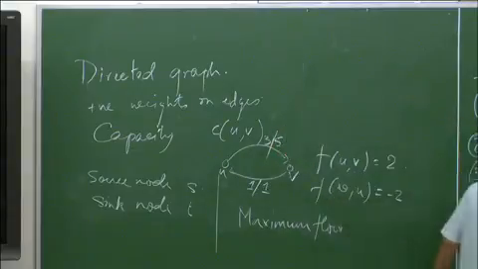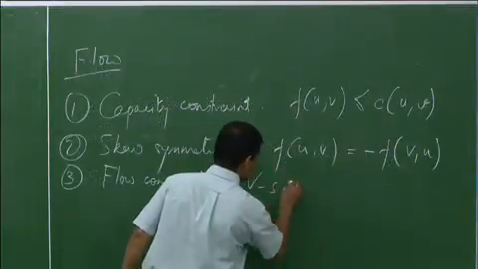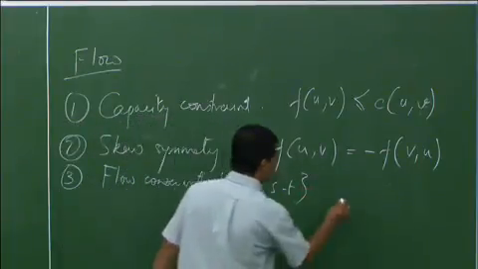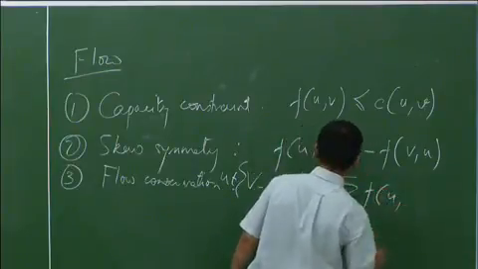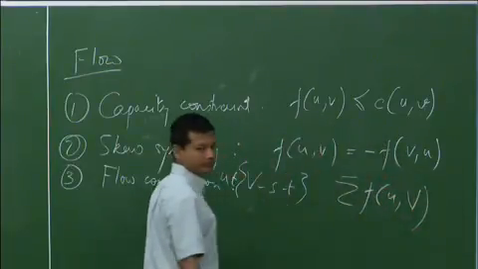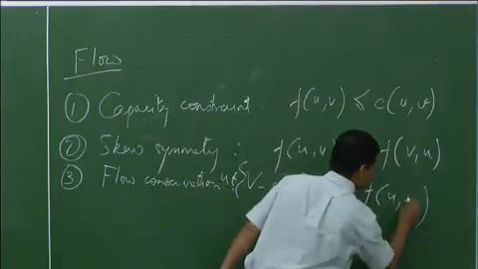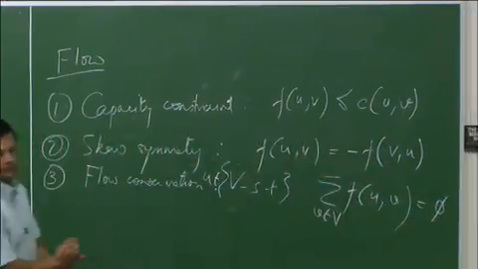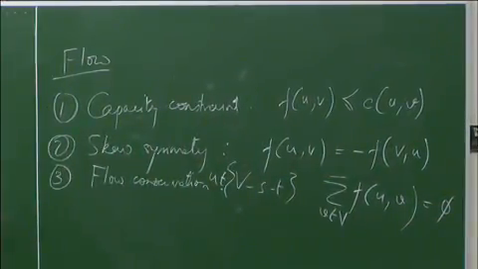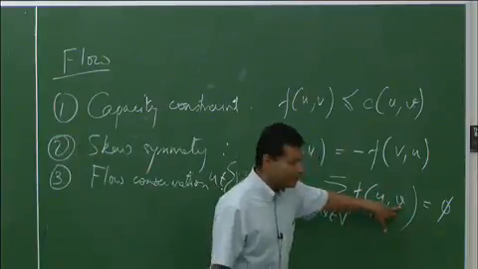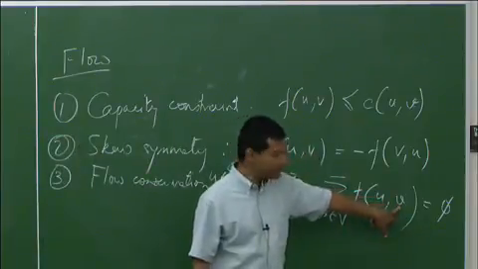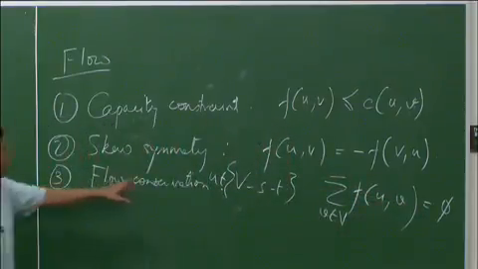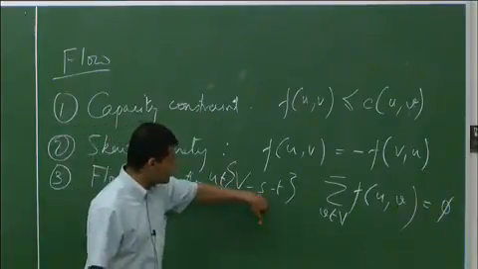So, apart from V minus S minus T, apart from these nodes, if you have a node, then summation of F from that node to the rest of the graph. Okay. So, you fix this node, you run through all the other nodes in the graph, you sum them all up, and you are going to get a 0. And this is the case only for nodes other than the source and the sink.